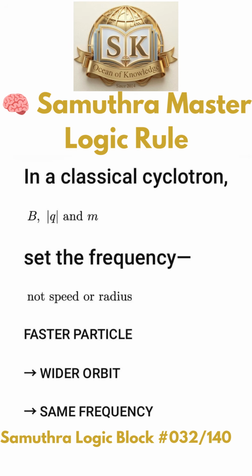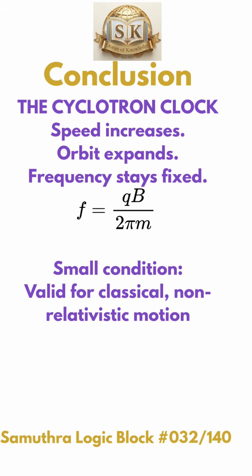Remember this Samuthra master logic rule. In a classical cyclotron, magnetic field, charge and mass set the frequency, not the particle's speed or orbit radius. So the conclusion is, a faster proton doesn't need a faster cyclotron clock. Its orbit simply becomes wider.